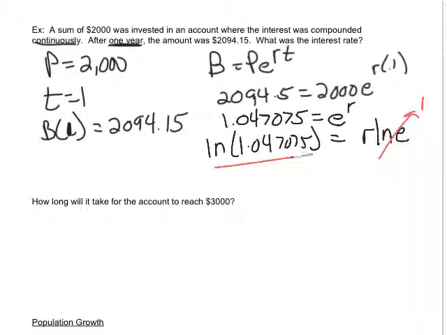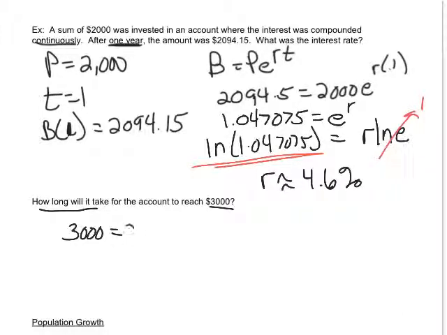So when I put that in my calculator, I get an approximate rate. It comes out 0.046, so that's approximately 4.6%. This time I just solve for the rate instead of the time. But now that I have the rate, I can figure out how long is it going to take for that account to reach 3,000. So 3,000 is on this side, 2,000 is on the other side, e to the 0.046, and this time I'm solving for time. I'm going to let you finish that, and we'll check it in class.